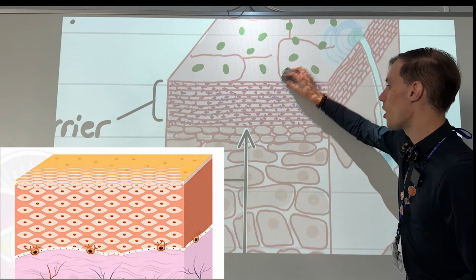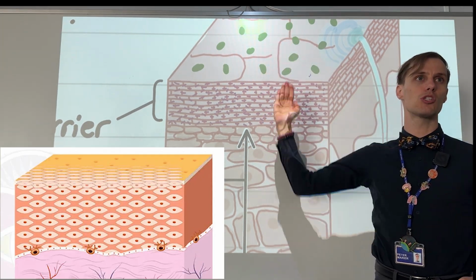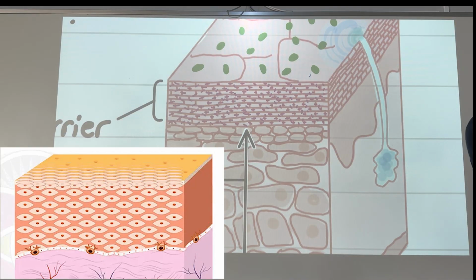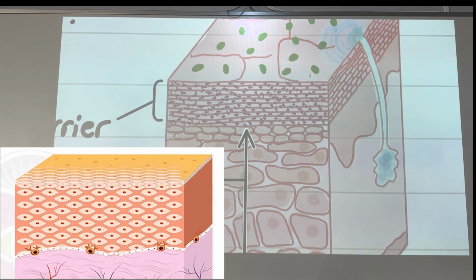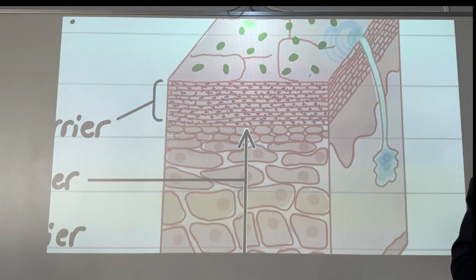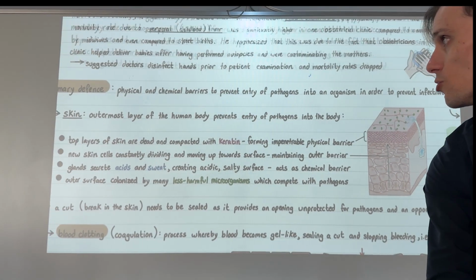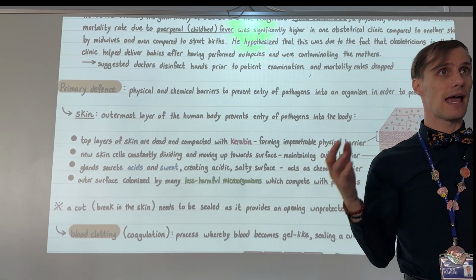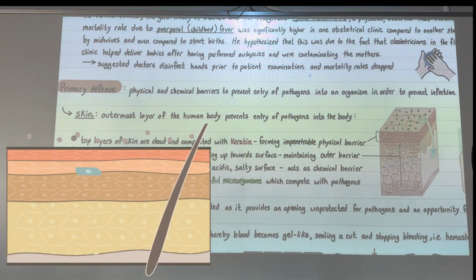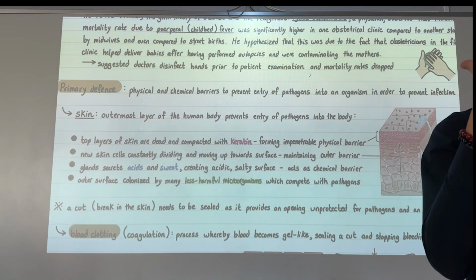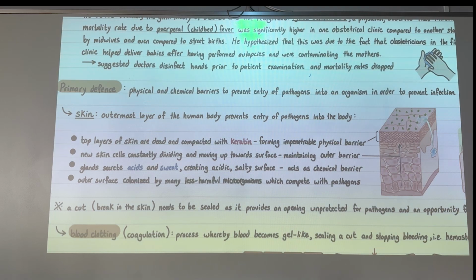So you have this almost never-ending wave of cells coming up this way, making it nearly impossible for a pathogen to ever make it all the way down. It's very difficult. And this might be surprising to you, but you are shedding skin cells right now. You're shedding skin cells all the time. And that's on purpose. That's because it makes it very difficult for pathogens to actually penetrate that layer.